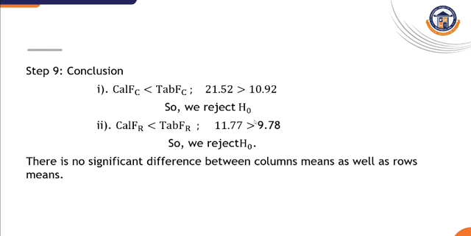This is our conclusion. What is the meaning of rejected? It means we reject the hypothesis of no significant difference between column means as well as row means. So therefore we accept H1. Accepting H1 means there is a significant difference between the column means as well as the row means. This is the final conclusion of our complete randomized block design model.